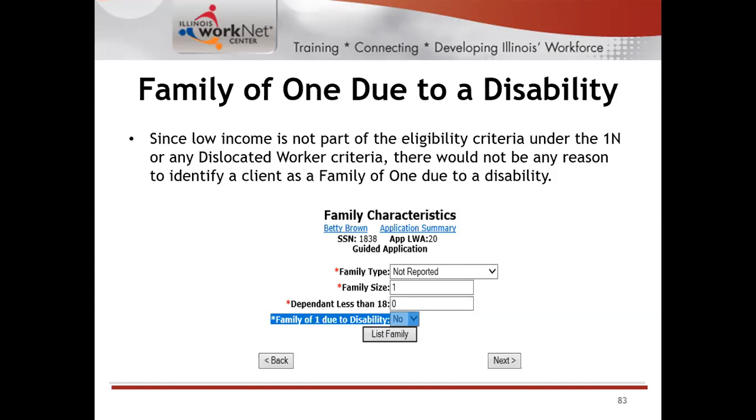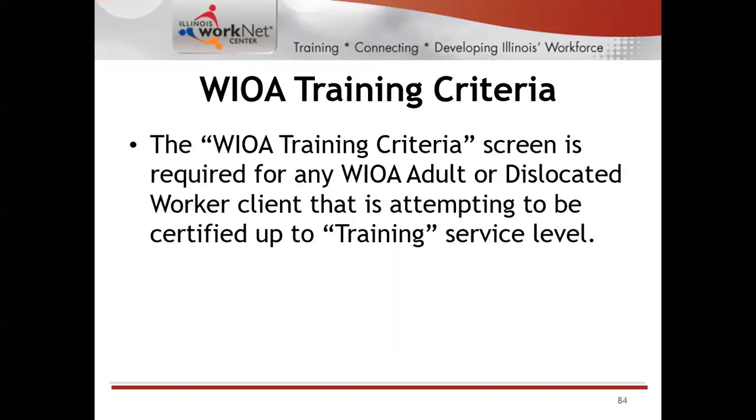In this case, family of one due to disability also comes into play for income calculations. In this case, the client is going to be a dislocated worker, or in this case, the alternative eligibility, because she doesn't meet traditional dislocated worker. So the family of one due to disability is not applicable for her eligibility.